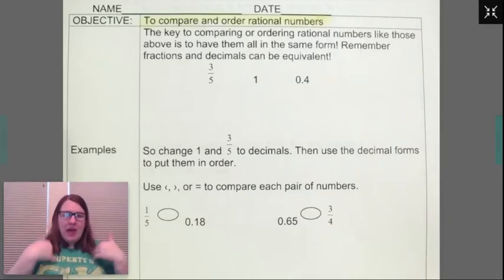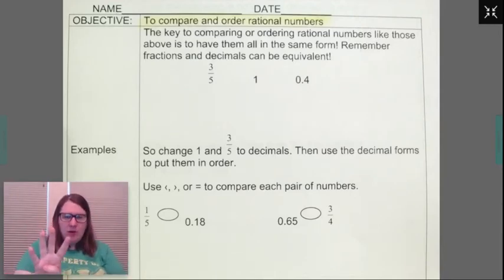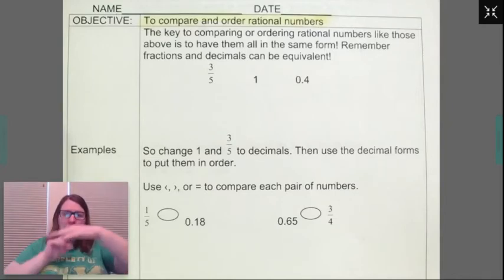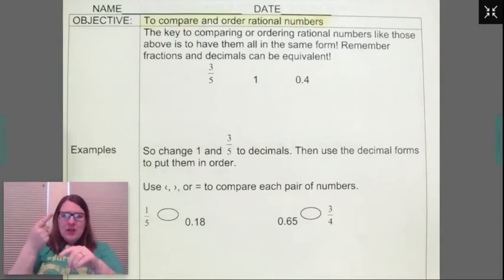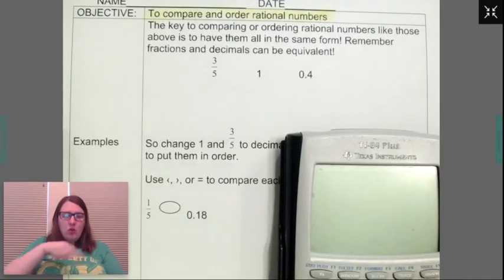Okay, so we have 1 and 3 over 5 and 0.4. The example says change 1 and 3 over 5 to become a decimal. Then use that decimal to put it in order. You all get calculators. This is easy.